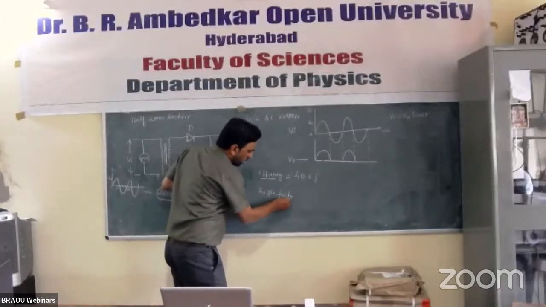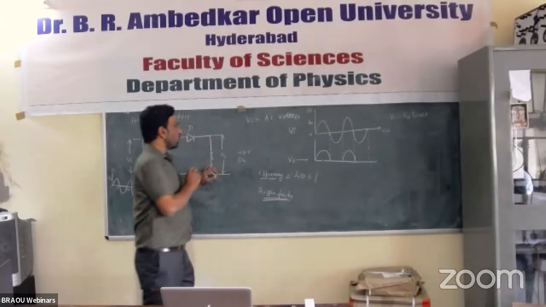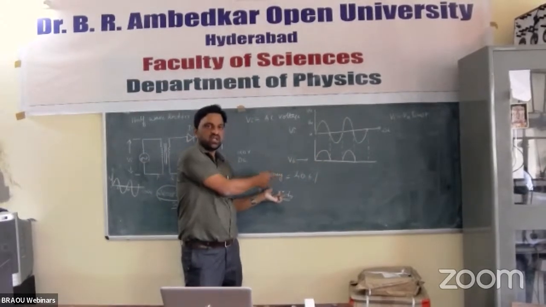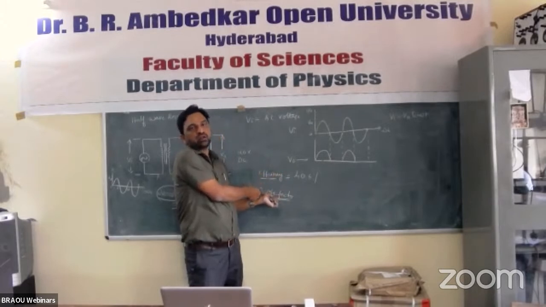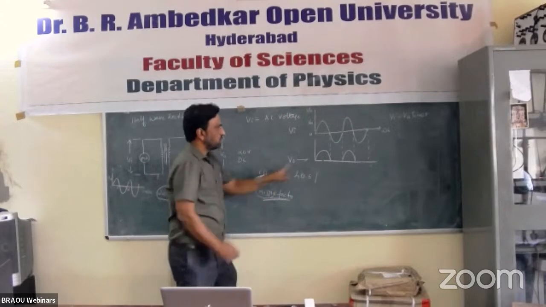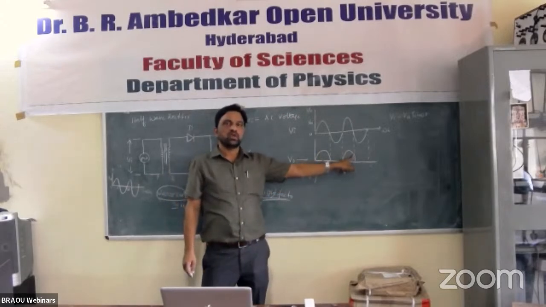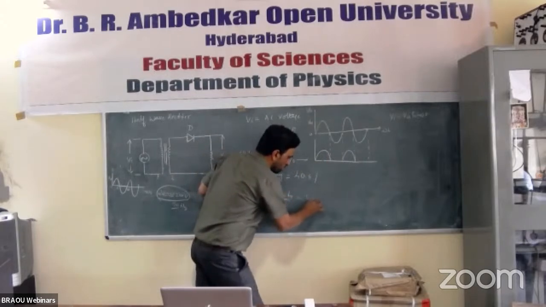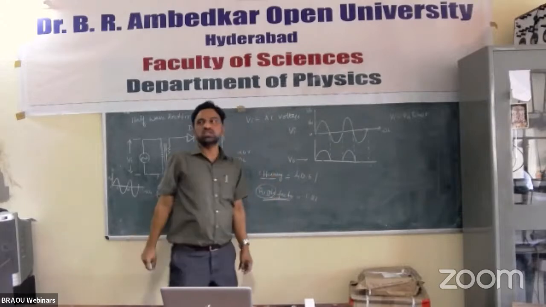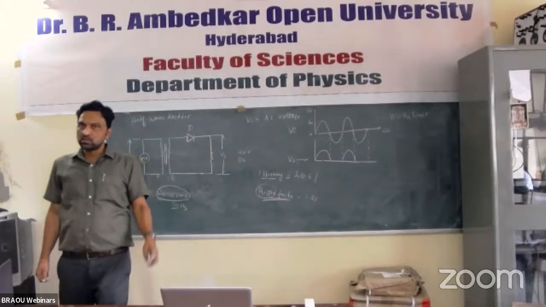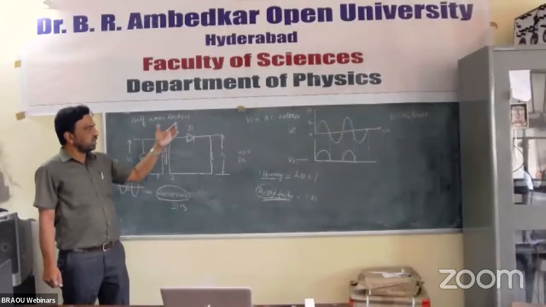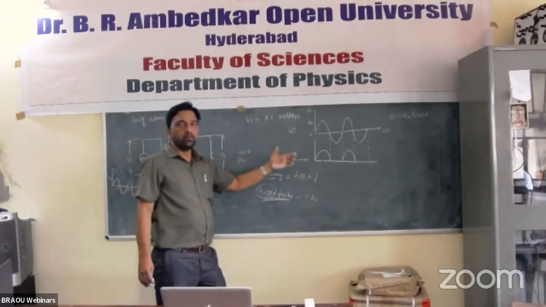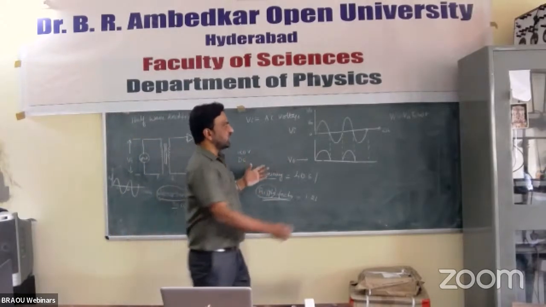What do we mean by ripple factor? It tells how much AC and how much DC is there in the output. In the name itself you have ripples. Generally, the ripple factor of this half-wave rectifier is 1.21. That means the voltage is not converting completely into DC. Actually, DC should be like this.